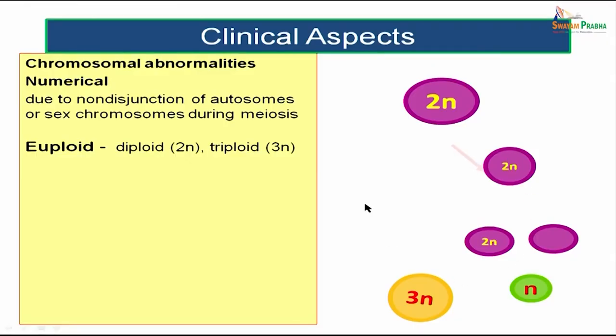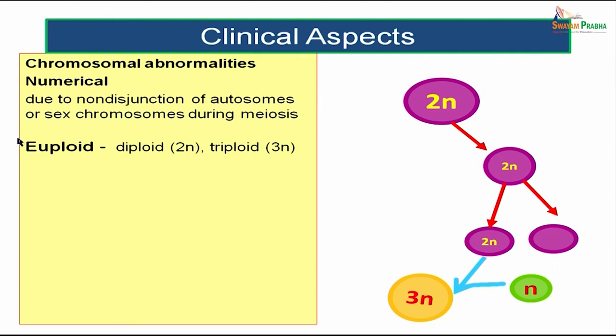What do you mean by numerical anomaly? Numerical anomaly, as the word implies, is something with respect to the number of chromosomes. Usually this happens when there is non-disjunction of autosomes or sex chromosomes during meiosis. If there is a meiotic cell division happening, this is a diploid number again. If there is non-disjunction, if they are not moving apart, what will happen? One cell won't have any set of chromosomes, and one will have a double set of chromosomes. And if such a set of chromosomes fertilizes with a haploid number, the ultimate result will be a triploid.